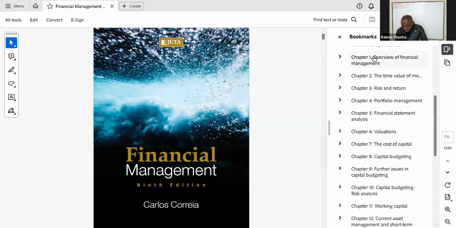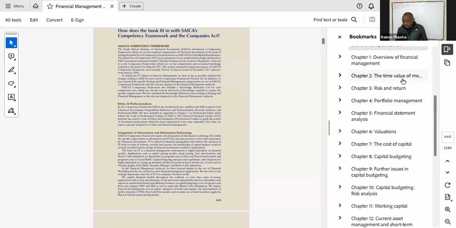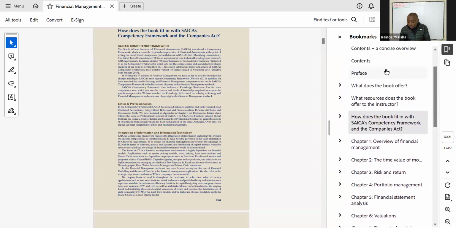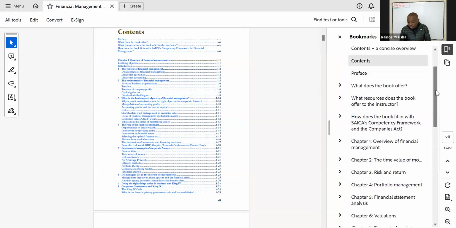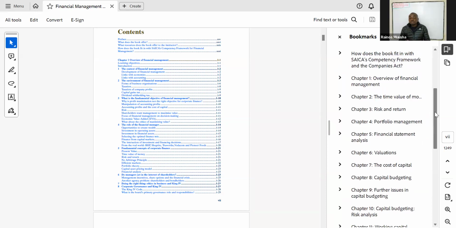So you will see that for chapters 1 to 8, the assumption is you've seen this material before when you did FIN2601 and 3701, if you studied with UNISA. But even if you studied with other institutions, the assumption is that you should have covered this in your undergrad. But even if you didn't do it, please note that the way we cover this material in the different chapters, we try as much as possible to look at it from an in-depth analysis as well.